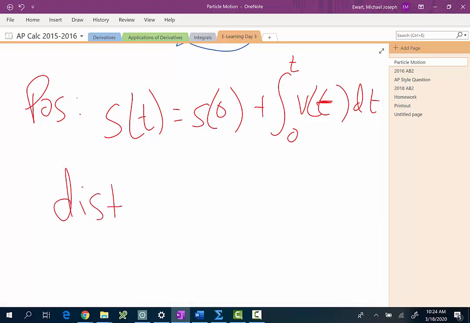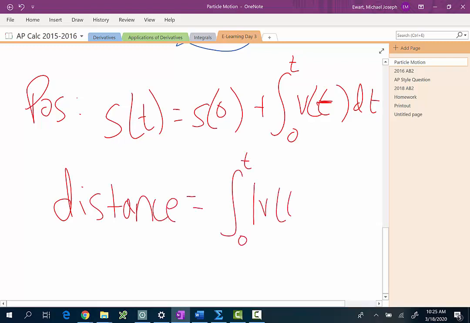But if they're asking us for distance, we don't care about the initial. We only care about how much we traveled, or how many steps we took between 0 and time. It doesn't matter if we started at 0, at 2, at 6, at 10. It's just the steps that we take.